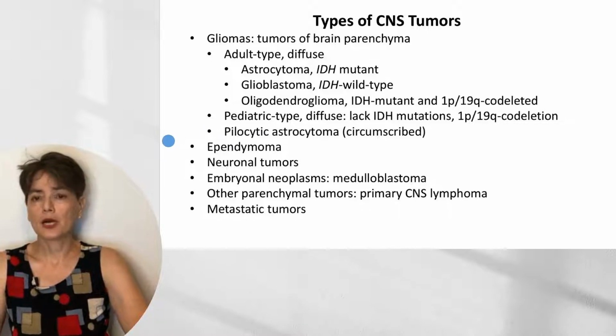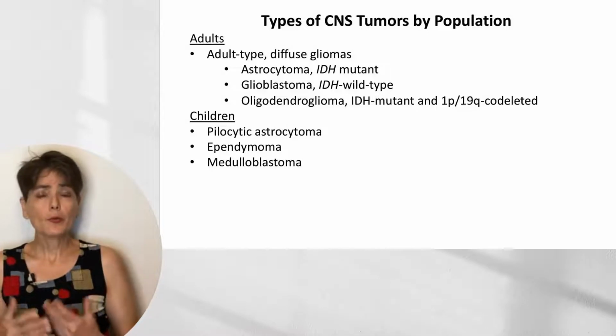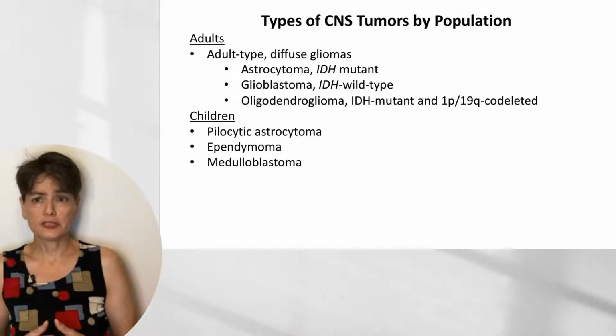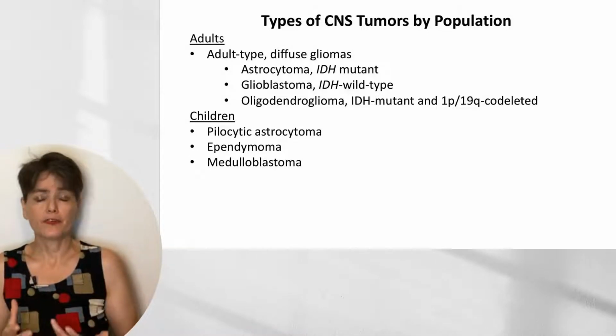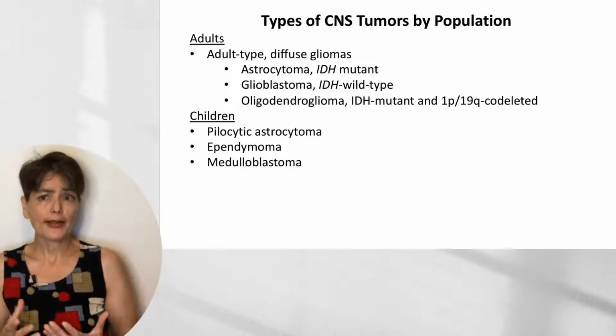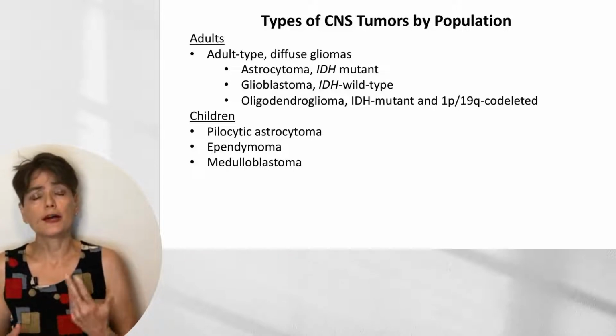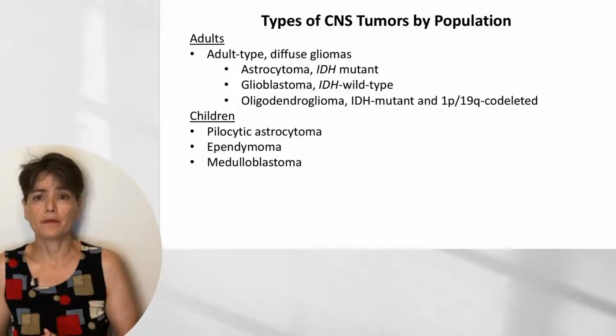Some other tumors include ependymoma, which I'll be discussing, as well as medulloblastoma, but there are a variety of other less common tumors you can see in the central nervous system, and of course you always have to consider metastatic disease. So one way of classifying central nervous system tumors is by the population that is affected. And that's the approach I'm taking in this video because in your practice, you will probably either be treating adults or children. So you'll have different considerations based on that population.